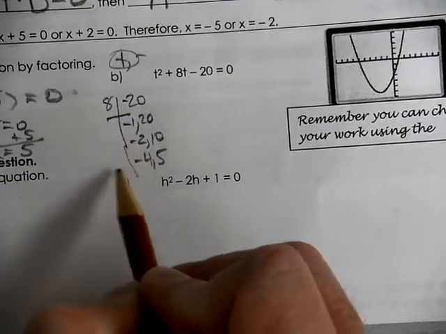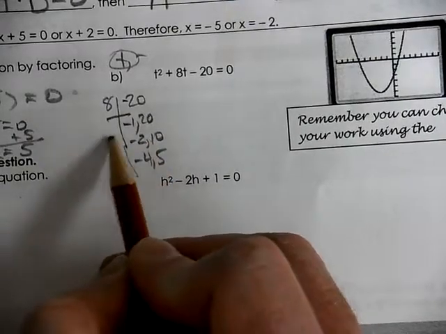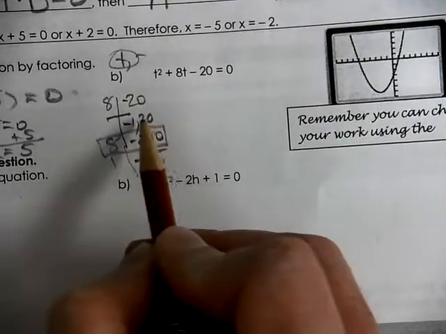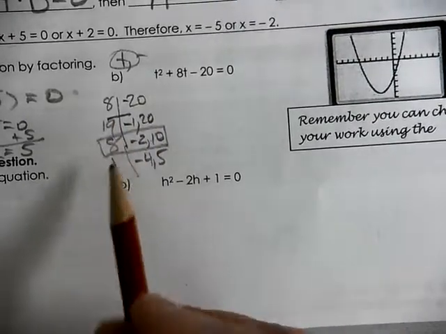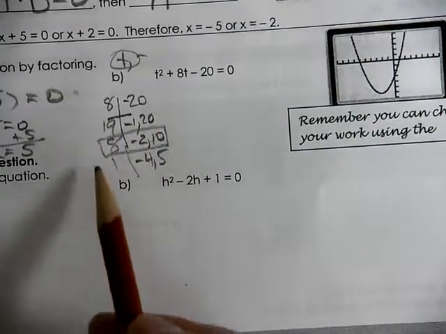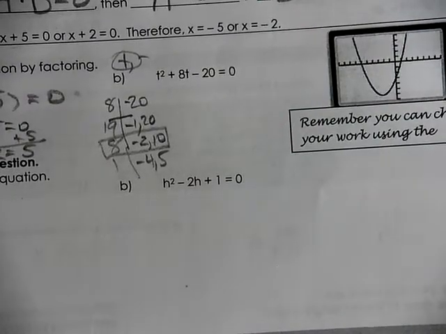This one adds to be 1, that doesn't matter. This one adds to be 8, that's what we're looking for. This one adds to be 19. I'm doing that just to show you they all add to different stuff. We only want one of them. Only one of them will work.